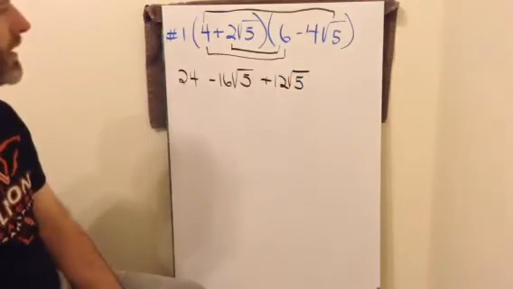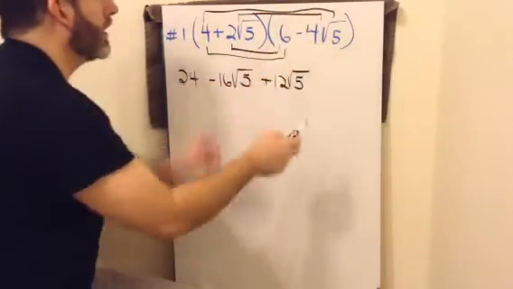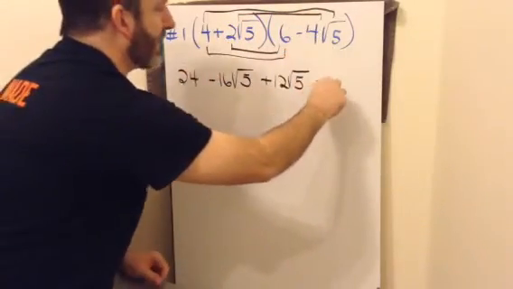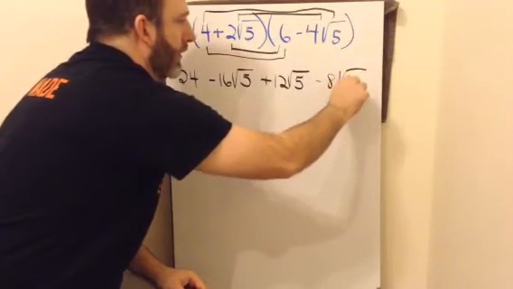Square root of 5 times itself. And then the last: 2 times negative 4 is a negative 8. Square root of 5 times square root of 5 is the square root of 25.